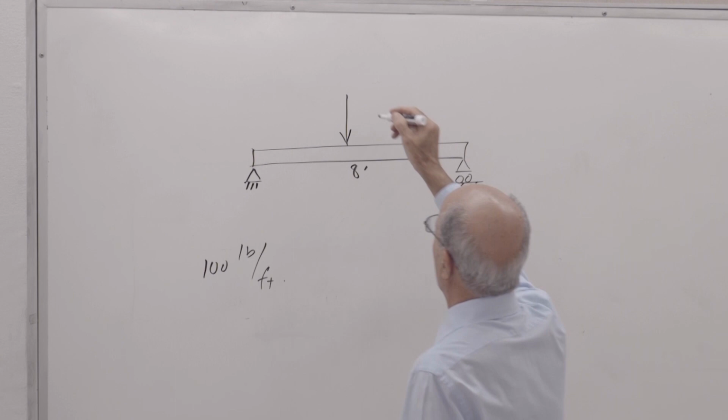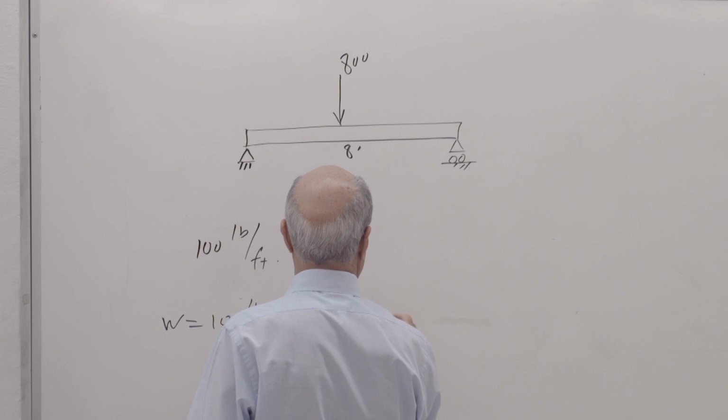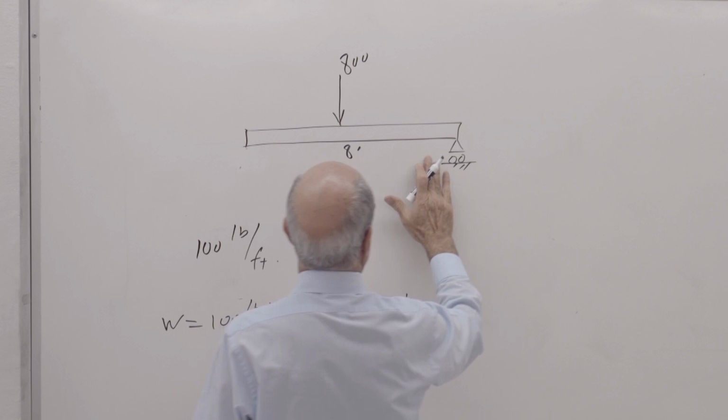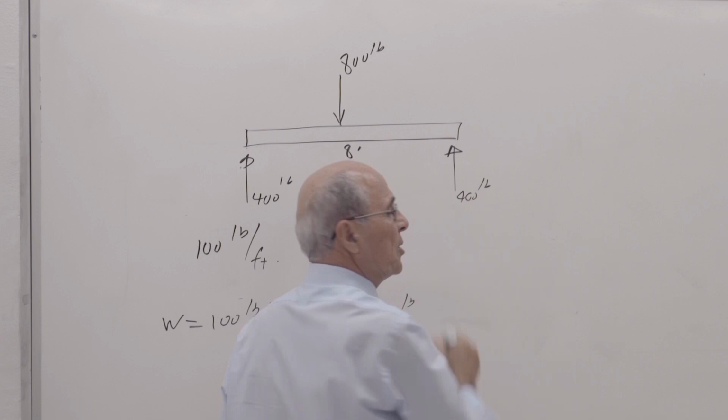I'm not talking about this yet. The total weight, W, is equal to 100 pounds per foot multiplied by 8 feet. Feet and feet drop out, so it's 800 pounds. You put it at the centroid, and then you calculate the reaction. Now you are removing the supports and calculating the reaction here and here. It is symmetrical, so this becomes 400 pounds. This is 800 pounds and this is 400 pounds because it's symmetrical. Yes or no? You have done this many, many times. That's no problem there.